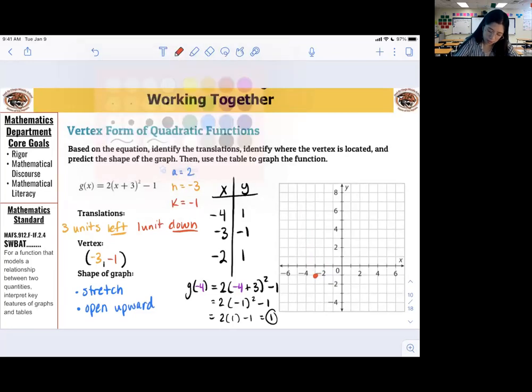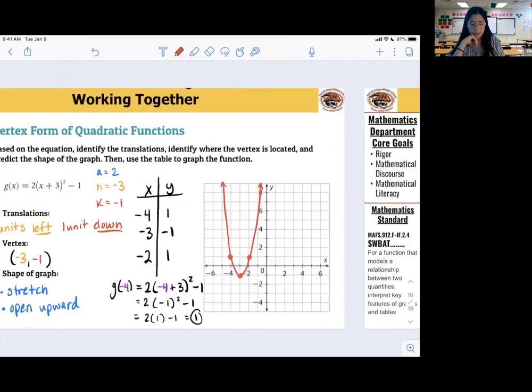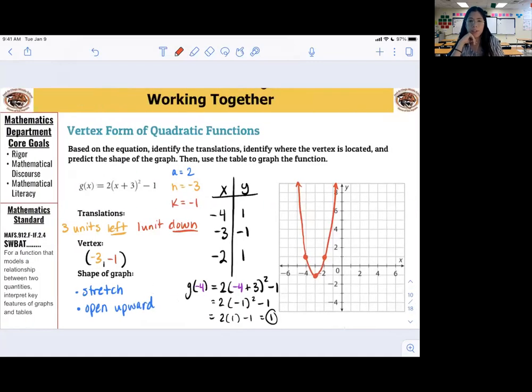Okay. And now here we go. Negative 4 comma 1, negative 2 comma 1. There's my parabola. Okay, questions on this one? We have one more. Actually, it's getting close to the end of class, so I don't know if we'll have the whole time to do the last one. So how do we feel? Questions on this one?